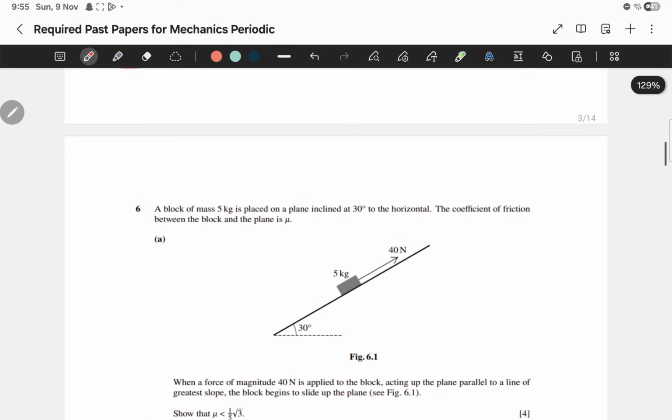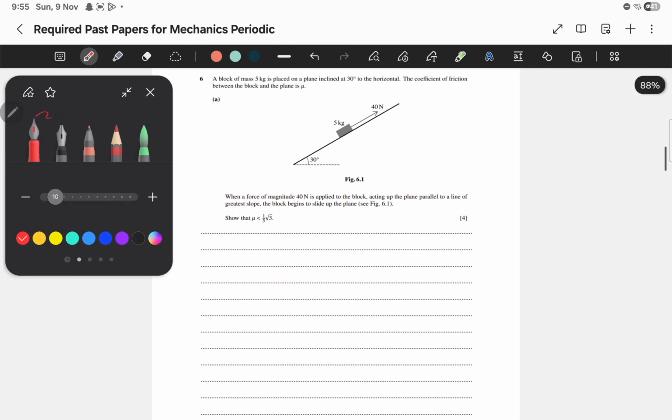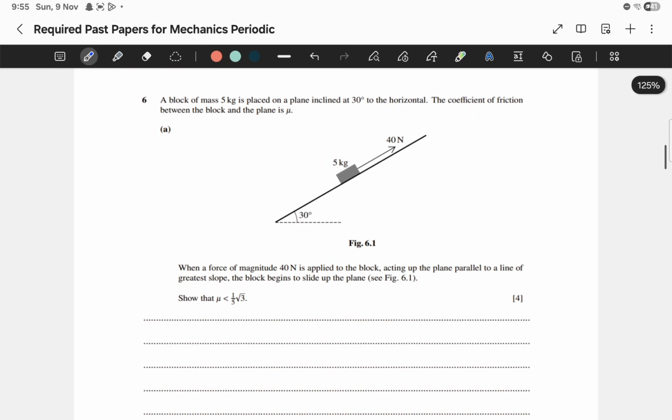Okay, now moving on. A block of mass 5 kilograms is placed on a plane inclined at 30 degrees to the horizontal. All right, easy. The coefficient of friction between the block and the plane is mu. This letter is called mu.